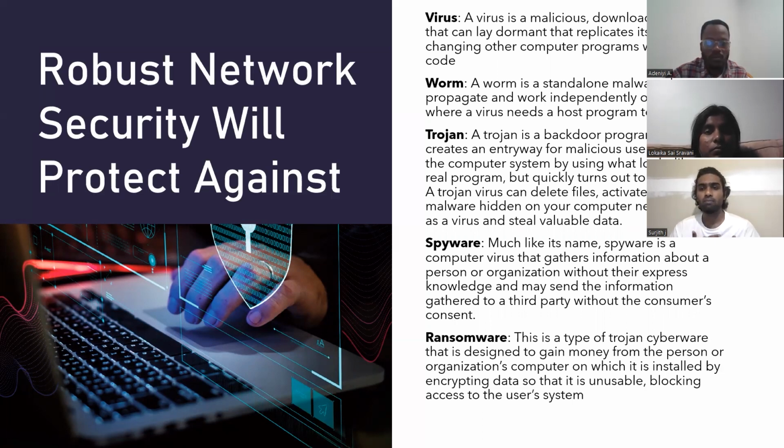A worm is a standalone malware that can propagate and work independently of other files, whereas a virus needs a host program to spread. Trojan. A Trojan is a backdoor program that creates an entryway for malicious users to access the computer system by using what looks like a real program but quickly turns out to be harmful. A Trojan virus can delete files, activate other malware hidden on your computer network, such as a virus, and steal valuable data.